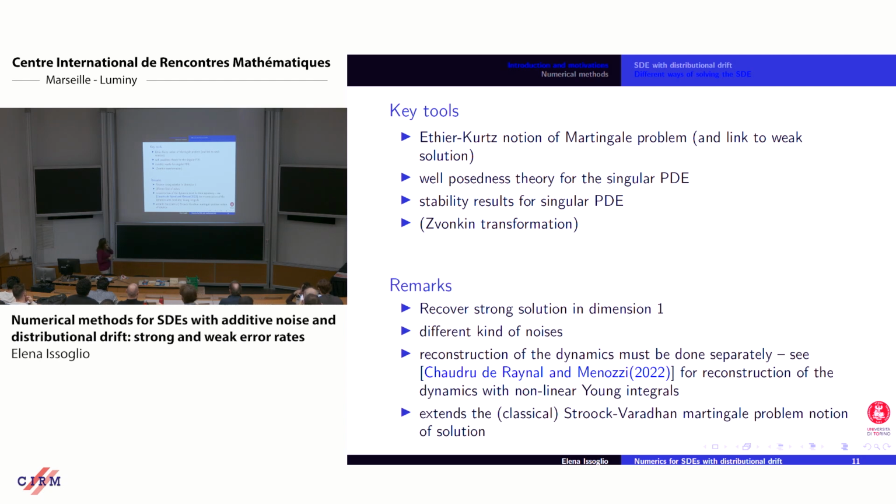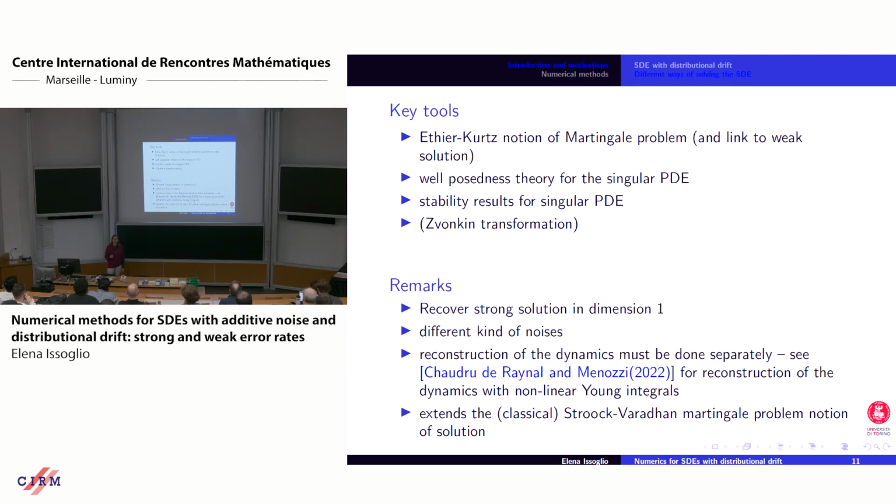Okay, and with this notion, you can look at different kinds of noises, but still noises that have a PDE underlying. So you can do Brownian motion, alpha-stable. You cannot do fractional Brownian motion. In dimension 1, you recover strong solutions. So you can show that if you set your martingale problem in dimension 1, then the solution you find is actually a strong solution. However, there is no dynamics.